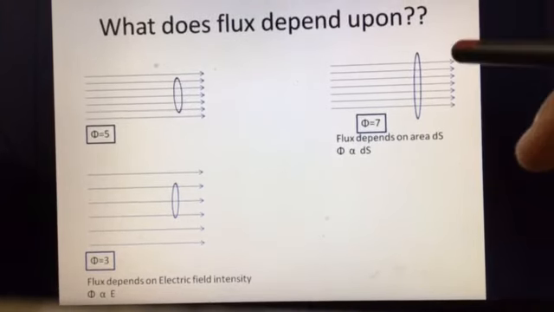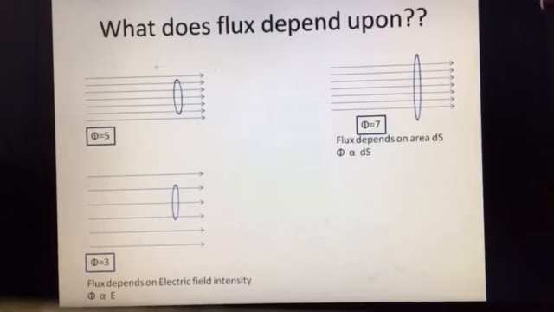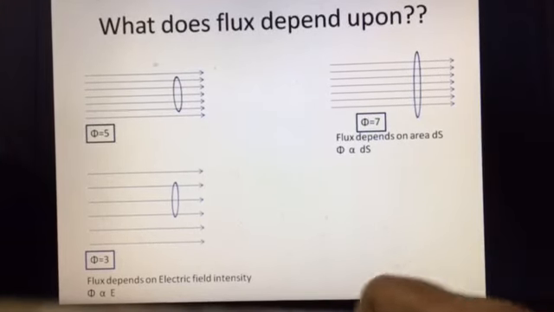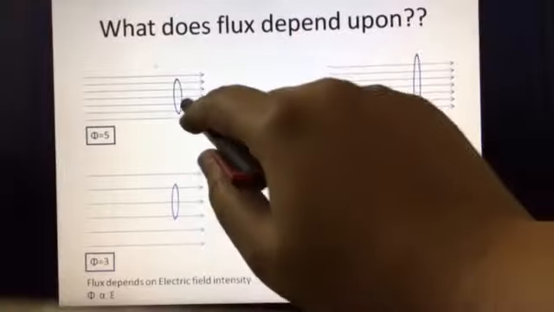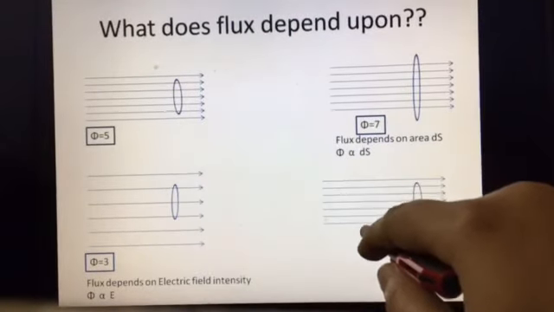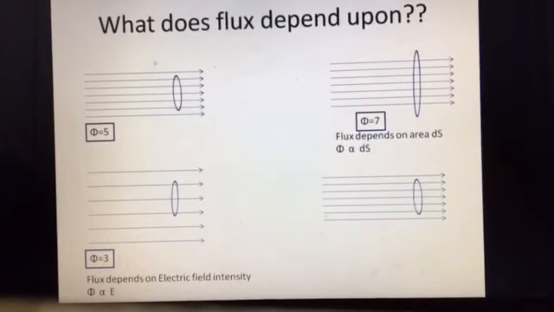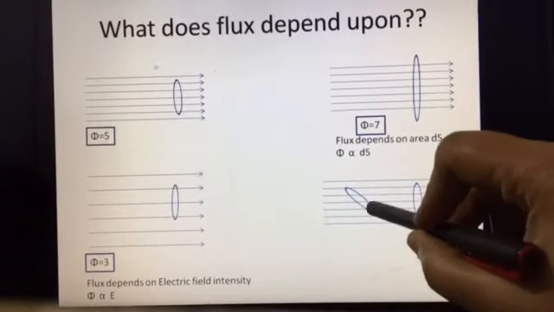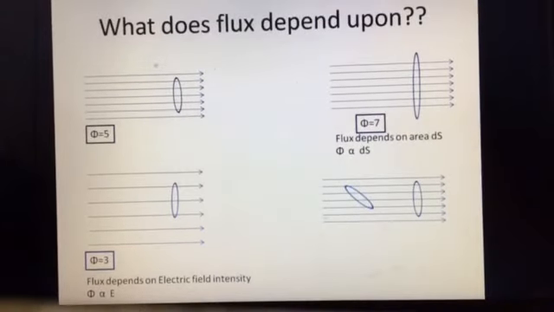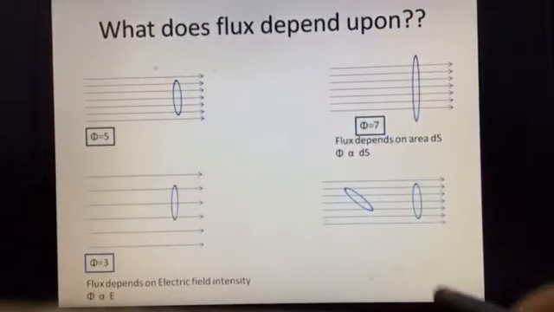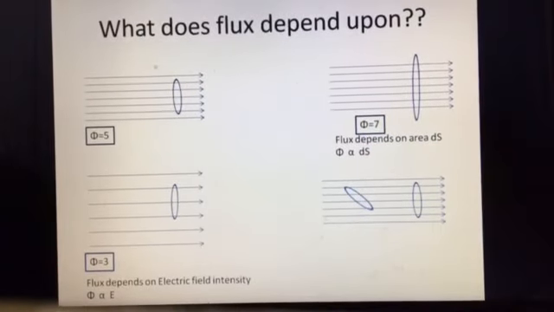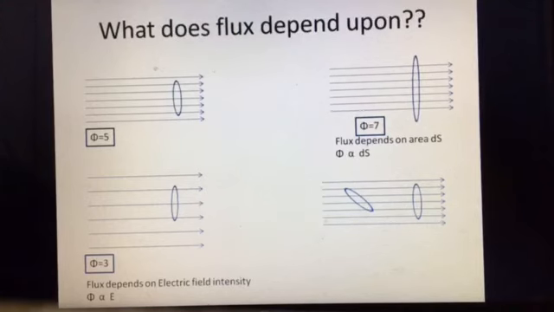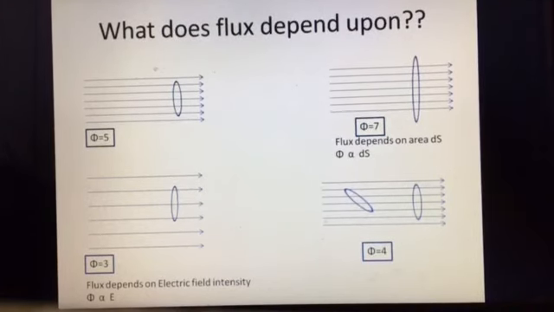Now, is there any other thing that will change the flux, or that flux is dependent on? Let's see. I have just taken the same image over here, the same electric field and the same area. Now if I just change the inclination of this area, I tilt it. Now what do you see? How many lines are passing through this area? If you see, there are 1, 2, 3, 4. Just 4 lines are passing. In this case, it was 5. If I tilt the area, the number of lines is reducing, or the flux is reducing. The flux has now become 4.